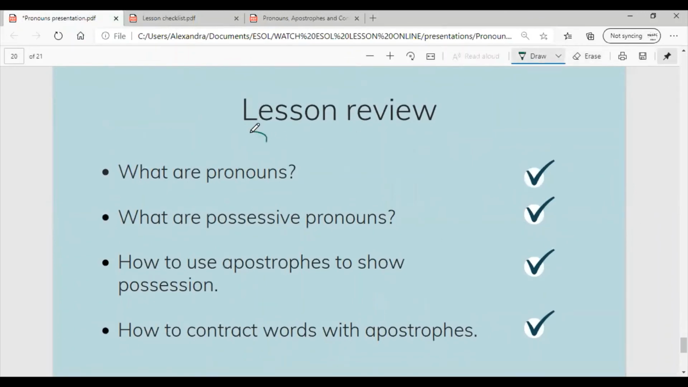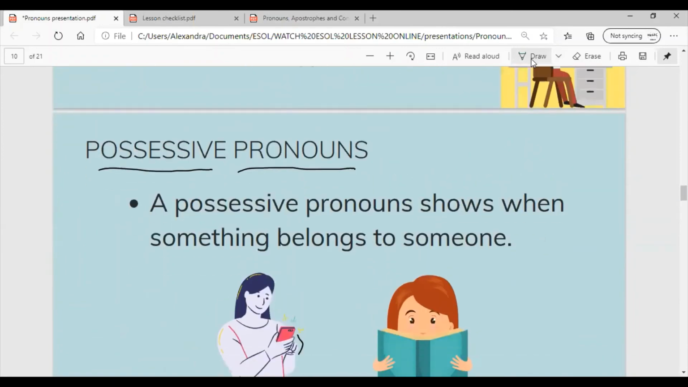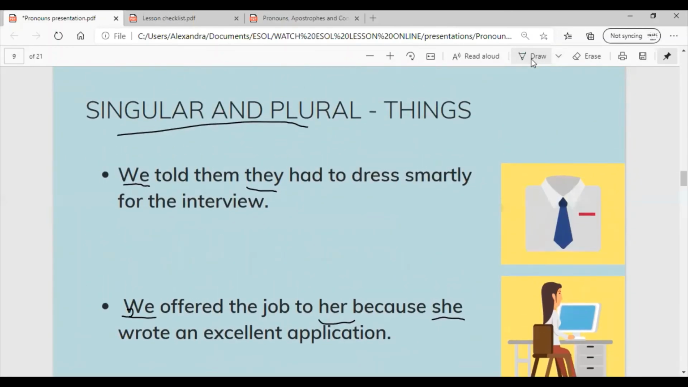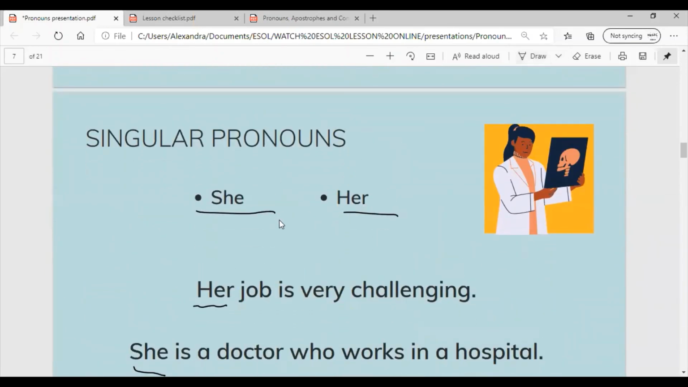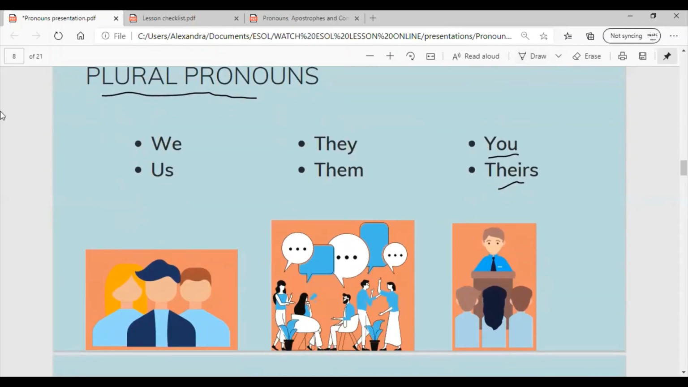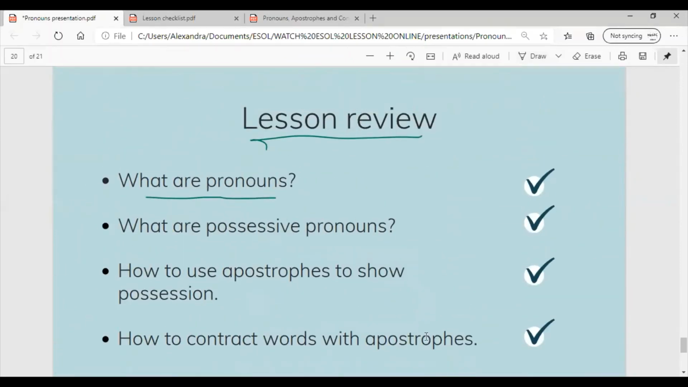Okay, so we've nearly finished now. So we'll just do a quick lesson review. We've looked at what pronouns are. So remember, a pronoun tells us when something belongs to someone. So we have she and her, he and his, I and me for singular. And we've got plural pronouns talking about a group: we, us, they, them, you, theirs. So those are the pronouns. Our possessive pronouns are his and her and its, which show that something belongs to someone.